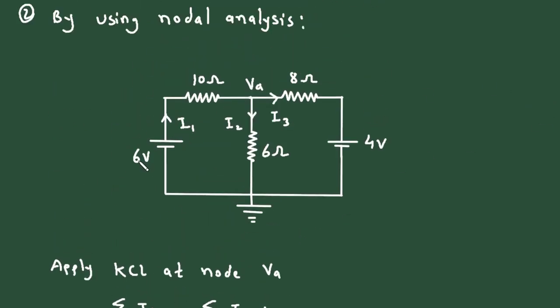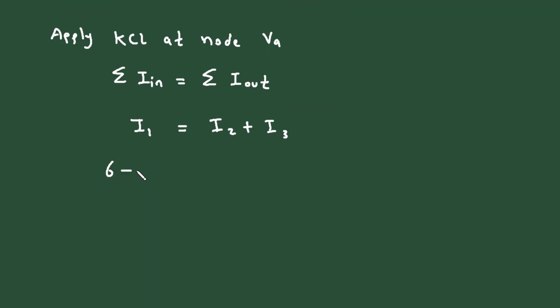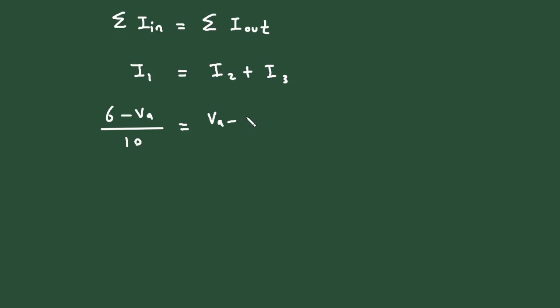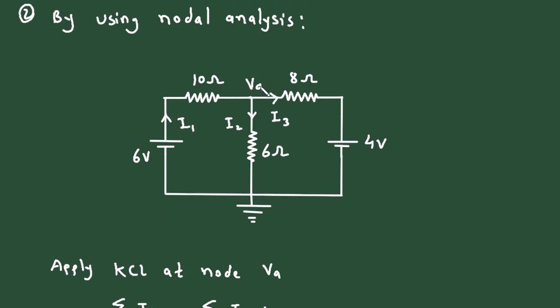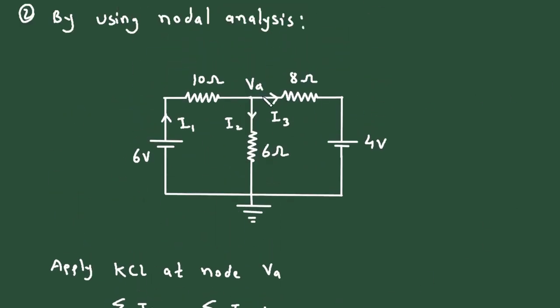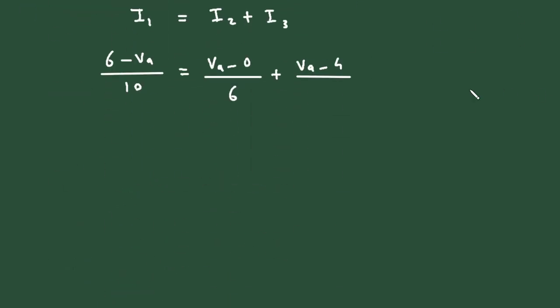Now this I1 is (6 volt minus VA) divided by 10. So (6 minus VA) divided by 10 is equal to I2. Now this I2 is (VA minus 0) divided by 6, plus I3. Now I3 is (VA minus 4) divided by 8. Now let's simplify this.